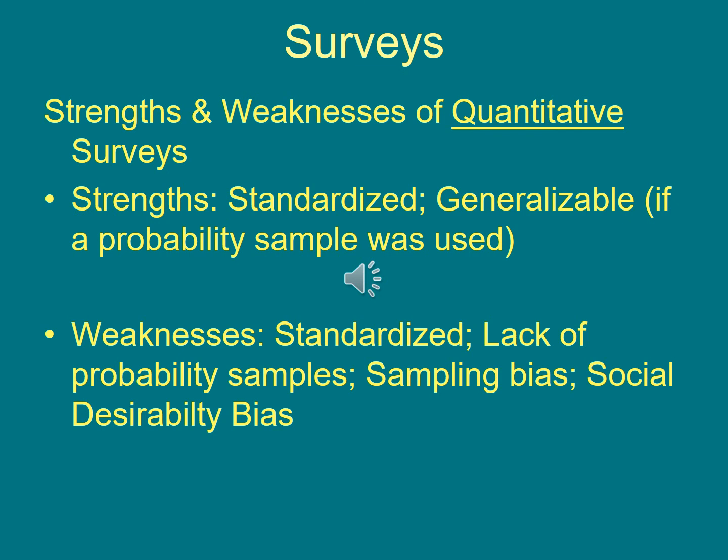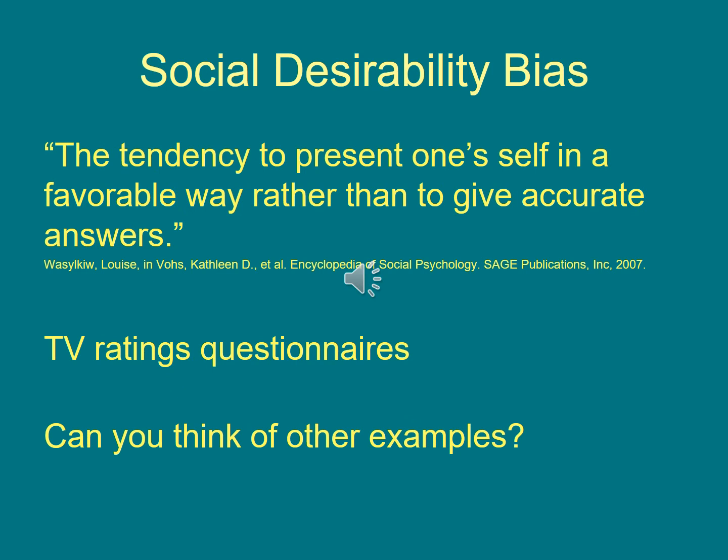Finally, one particular kind of bias is so-called social desirability bias, which I talk about on the next slide. Social desirability bias is the tendency to present oneself in a favorable way rather than to give accurate answers. What this means is that when you ask people questions about things that are sensitive, even things that aren't sensitive, they might answer in a way that they think portrays them well, rather than giving you the honest answer about what they do.